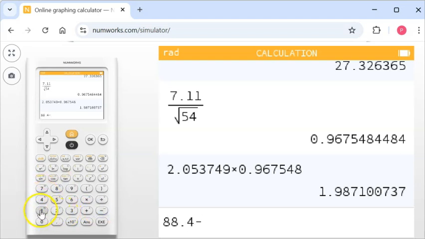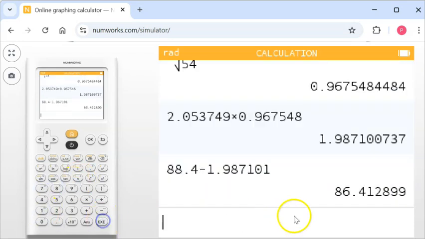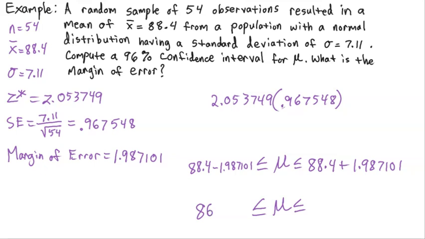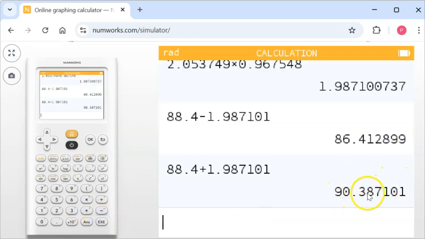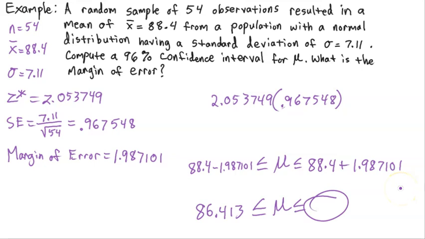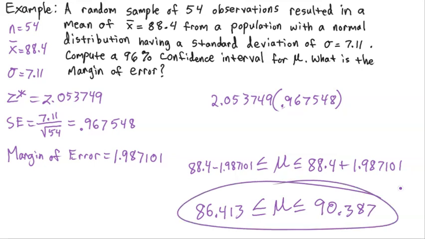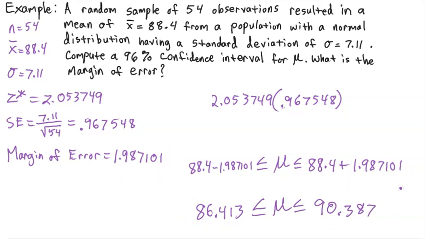And so we'll do 88.4 minus 1.987101. That's going to give us 86.413. And then over on this side, we're going to do the same thing. Remember, I can actually arrow up to this previous calculation, hit OK, and now I'm going to change the minus into a plus and hit execute. We get 90.387. And there's our confidence interval, and here's our margin of error, and so we are done.